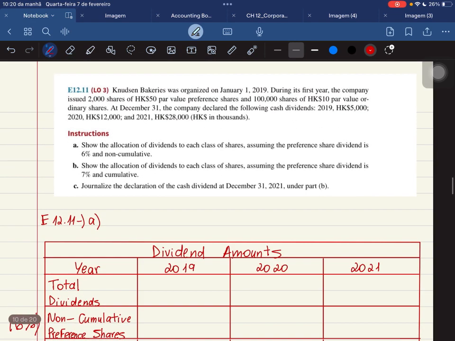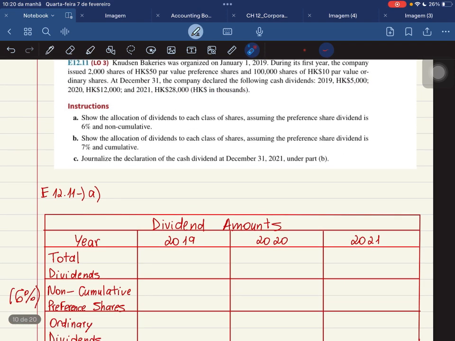Okay, so let's input the information that we have. Over here they said that the company declared these dividends, right? These are total dividends, which means that from these dividends, they're going to divide them into preference and ordinary. So in 2019, the total dividends that were issued were 5,000, right? Over here. And then 2020, 12,000, 2021, 28,000. So I'm just going to go ahead and input these over here.